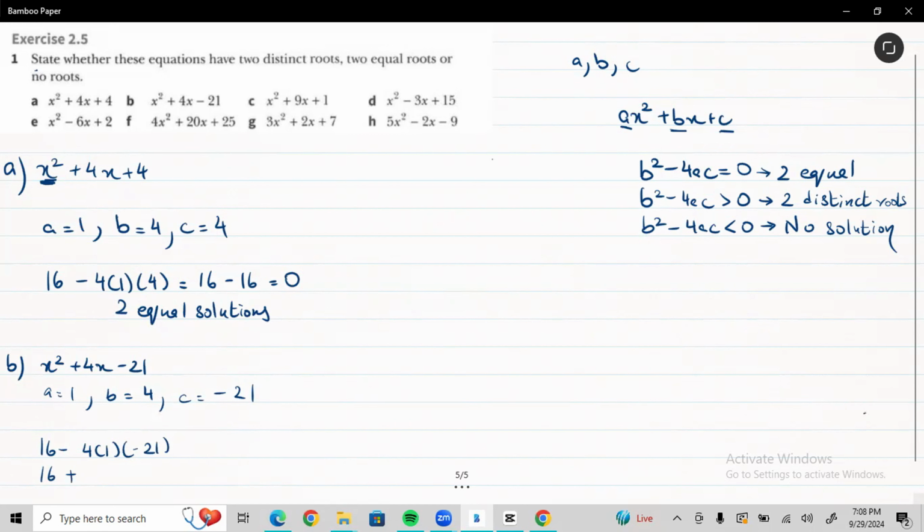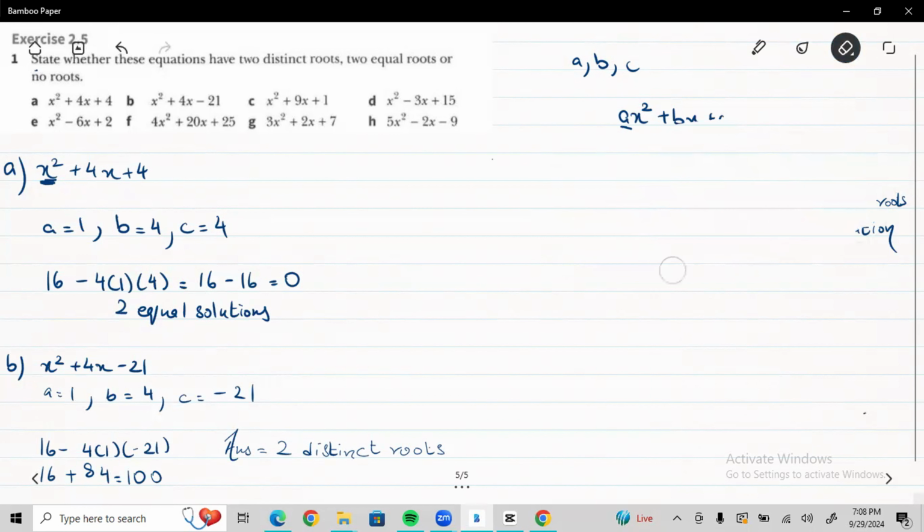Let me just do this. 21 fours are 84. So it's going to give me 16 plus 84, which is 100. So again, this is a positive value. 100 is actually greater than 0. So when we get b squared minus 4ac greater than 0, our answer is two distinct roots. Okay, this is it for part B.